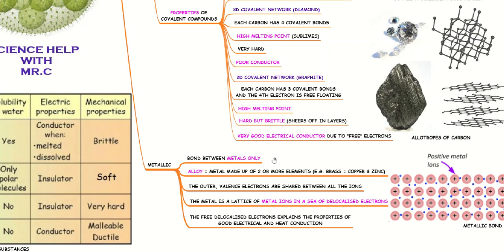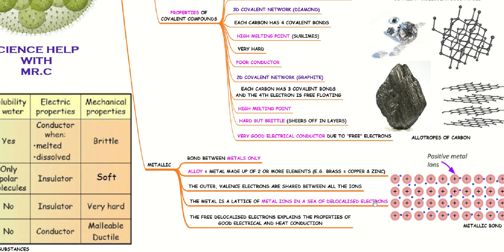Okay, then we get to metallic bonding, and metallic bonding is between 2 or more metals. If it's more than 1 metal, so 2 or more metals, we call it an alloy. All right, the outer valence electrons are shared evenly amongst the cations, and we say that it is a lattice of metal cations in a sea of delocalized electrons.